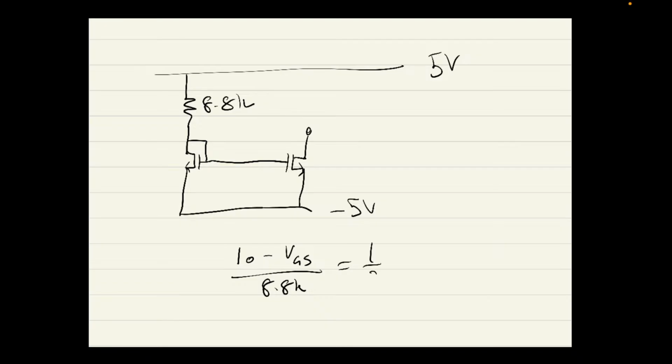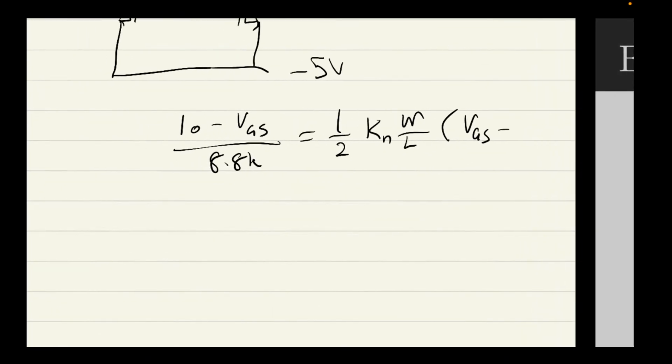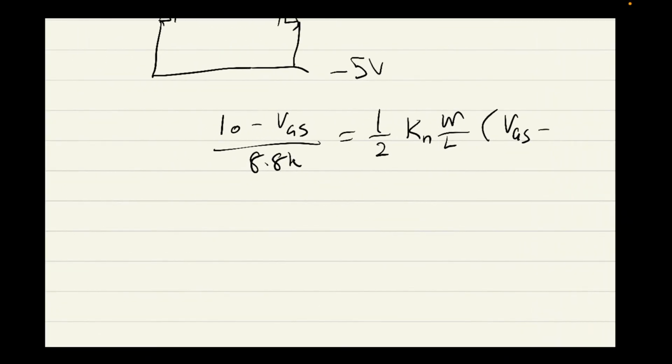Now I'm going to use a current equation, Kn W over L times VGS minus VT, which is 0.6. I'll move this over here so it's a bit easier to see. VT, I'll just sub this straight in, 0.6 squared. A little trick you can use here, we'll turn this into X, and I'll turn this into alpha. So it's just two constants, you can call them whatever you want.